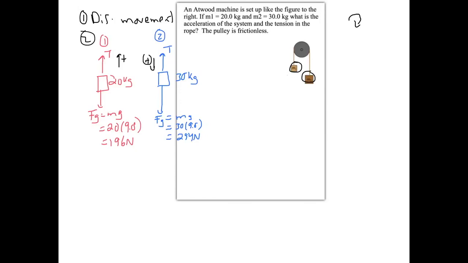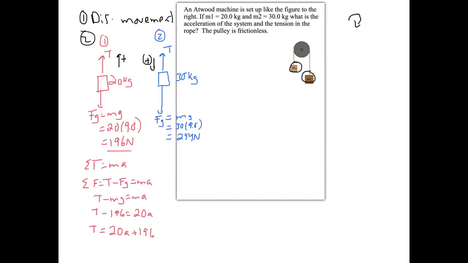Now the third step is we need to create our equations for each one. So let's create our equation for mass 1. Newton's second law states that the sum of the forces equals mass times acceleration. The sum of the forces is going to be the force down and the force up, tension. Now we know tension is greater than Fg, so the sum of the forces is tension minus Fg, and that's going to equal ma. Tension is just T because we don't know what tension is. Fg is mg, and ma is ma. So we have T minus mass times gravity, which we already know is 196, equals 20 times a. Now we're going to find what T equals. T equals 20a plus 196.